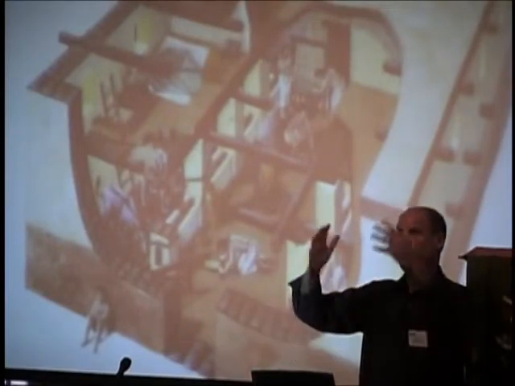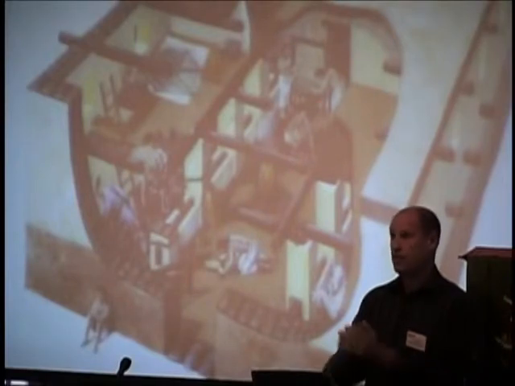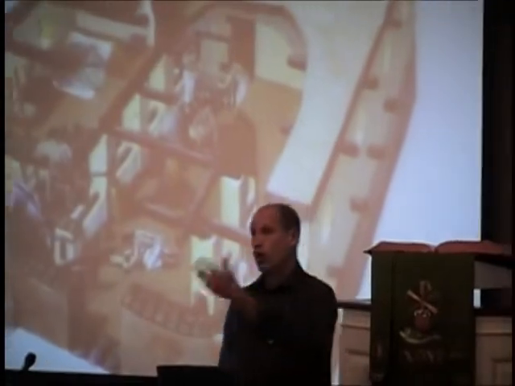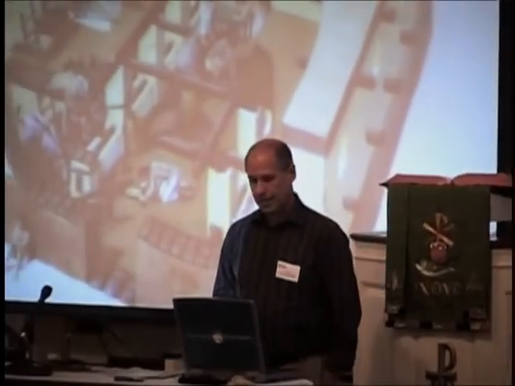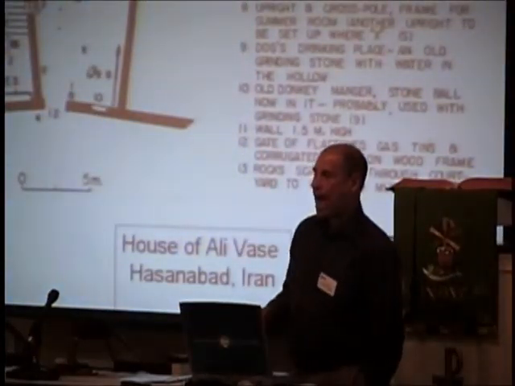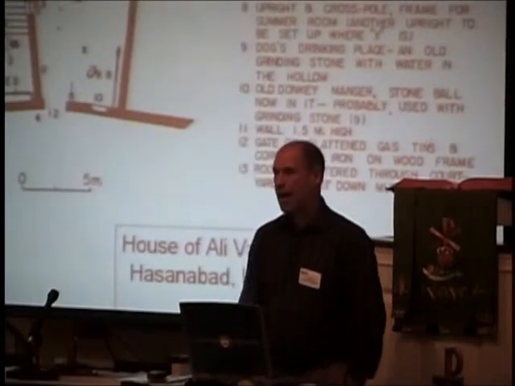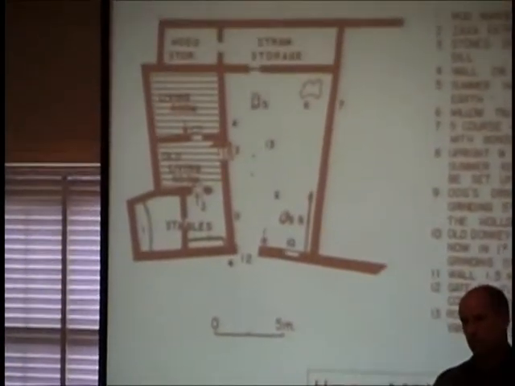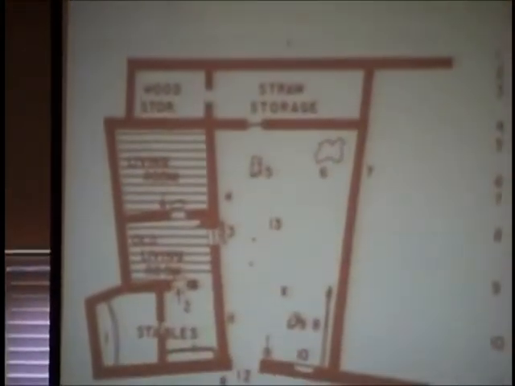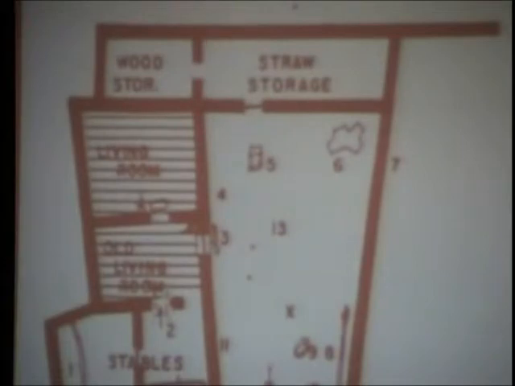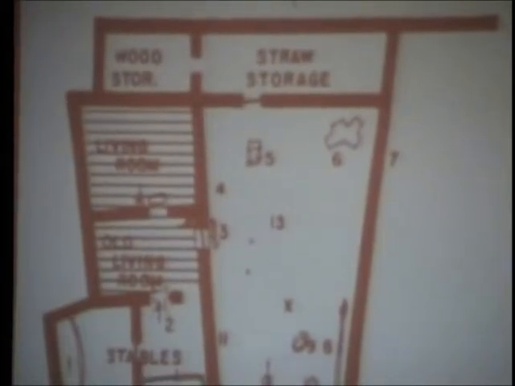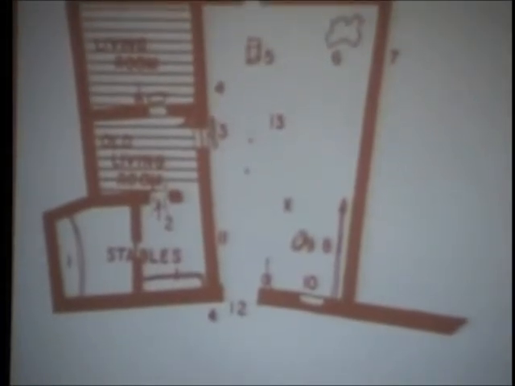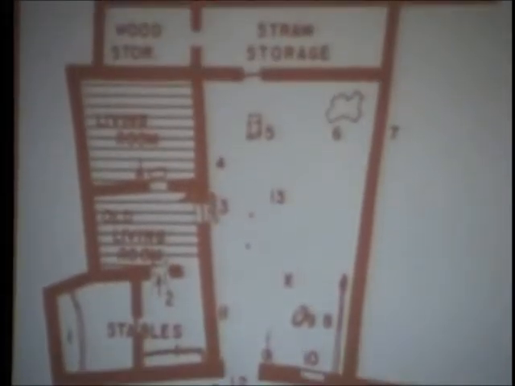This has been a cultural thing. In fact, it's still very much a part of the Middle Eastern world, but it wasn't that long ago when even the Western world did the same kind of thing. Now, this is a house in Hassanabad, Iran, and it's the house of Ali Vase. The research was done in the 1970s. This was an anthropological study in Iran in the 70s, before things got crazy over there.